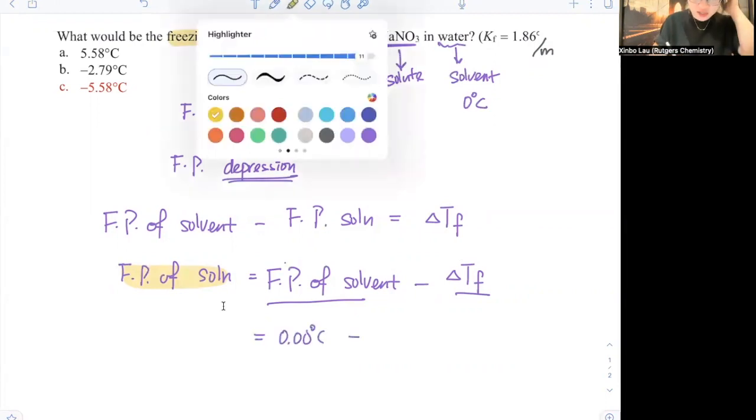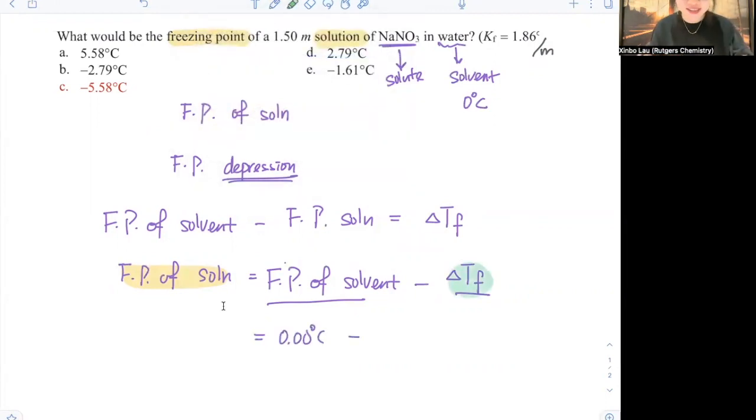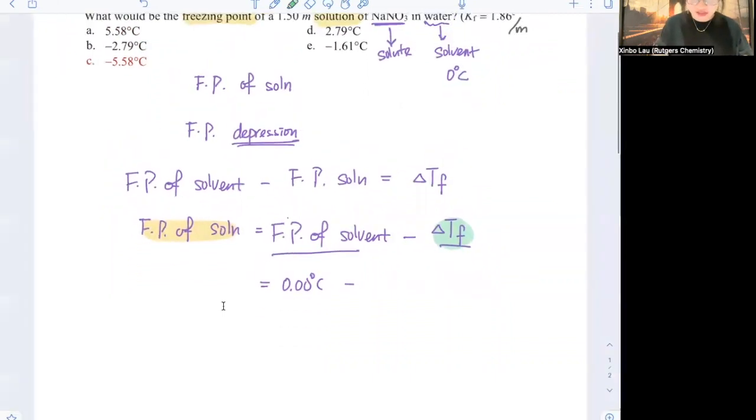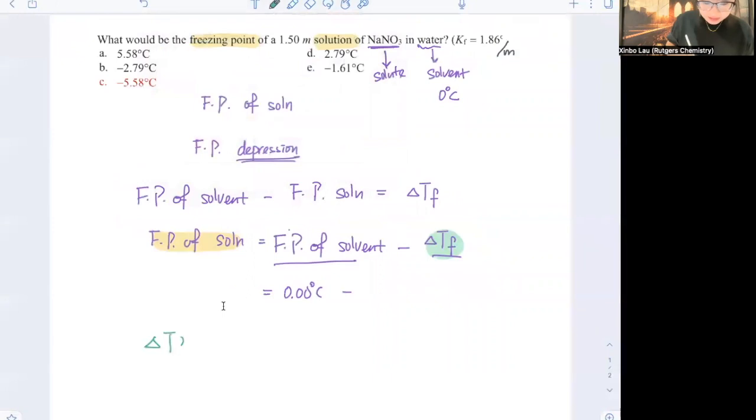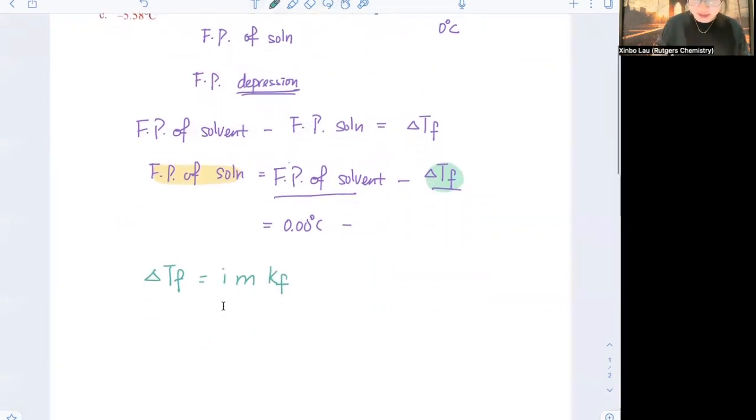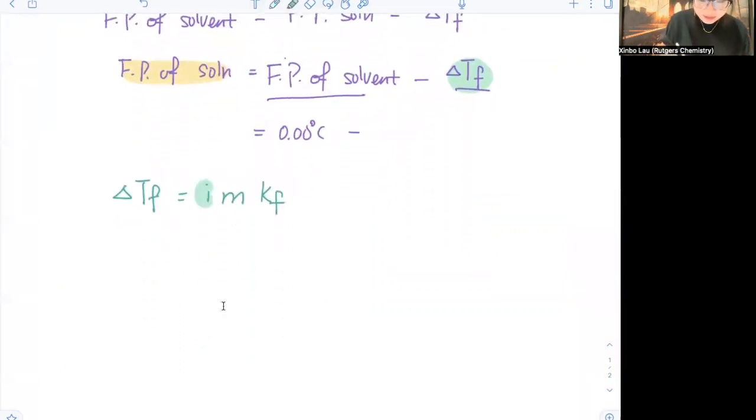Now the job is turning into calculating the change in freezing point for the solution in comparison to the pure solvent by itself. The freezing point change equals i times lowercase m, molality, times Kf, which is a constant. Now let's talk about these terms. i means what? Van't Hoff's factor. Very good.